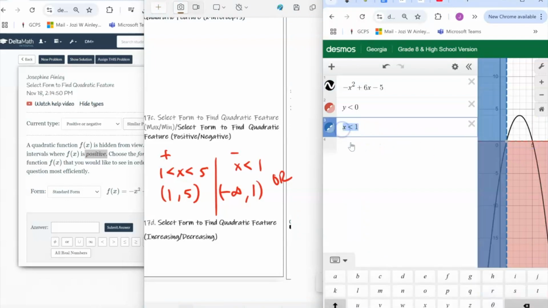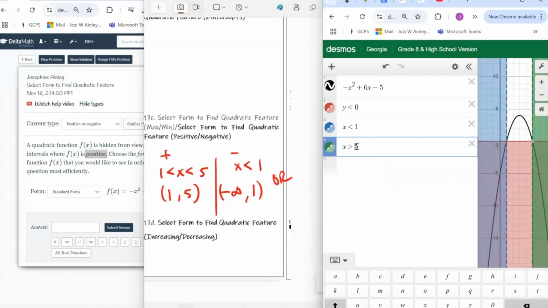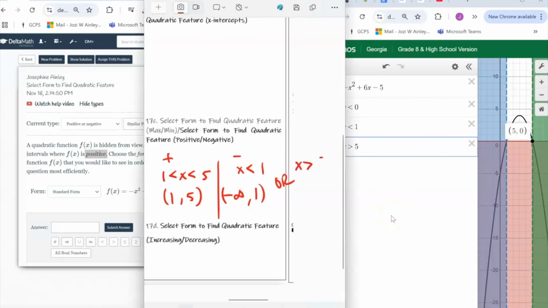So let's try a different number. So we want to say 5. And you see it's shaded the wrong side because it's supposed to shade this black line, right? So I just need to change this direction. So you see it's to the right of 5.